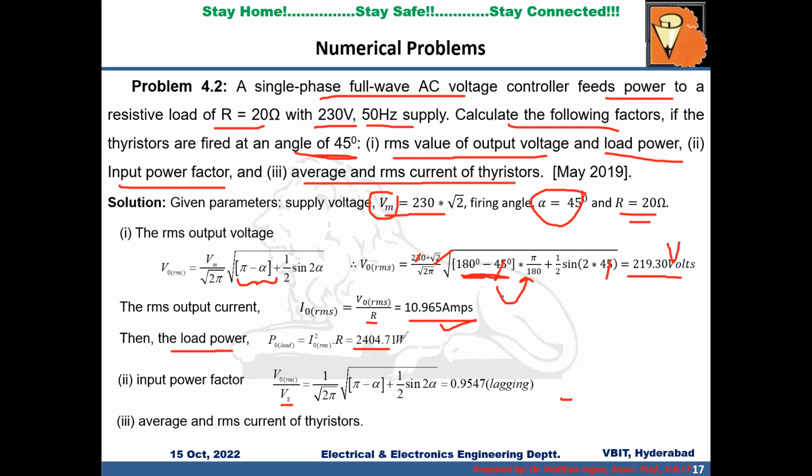Now we know the V naught RMS expression. Vm is under root 2 times V supply, so V supply will get cancelled. This is the final expression. If I substitute alpha as 45 degrees, and convert degrees into radians, which means I need to multiply with pi by 180, you will get the input power factor as 0.9547.